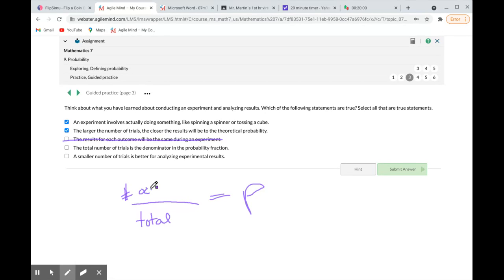Anybody got any questions about that? No, sir. All right. So what would we say? Is that true or false? True. Correct. All right. A smaller number of trials is better for analyzing experimental results. What do y'all think? False. I think it's false also. False. Good.